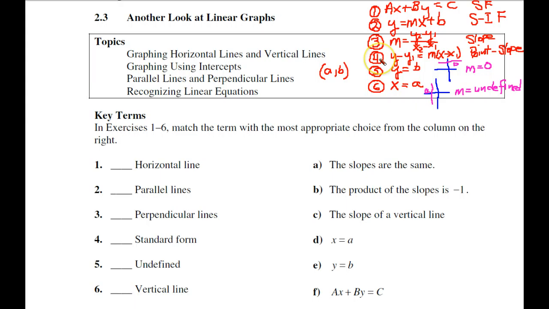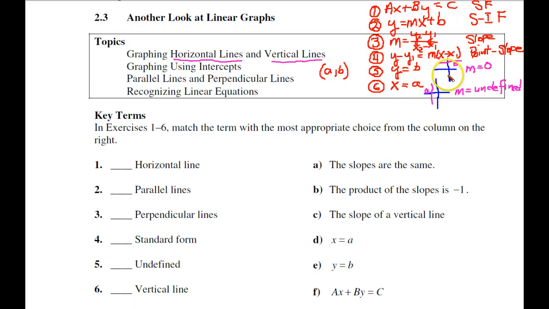4 we're going to use actually in the next section. This is called the point slope form, where you have one point, a y sub 1 and an x sub 1, and you have your slope. So with that, you can actually generate an equation. Now 5 and 6 we mentioned, but we hadn't talked about them yet. They will be mentioned in this section. These are the formulas for a horizontal line and a vertical line.